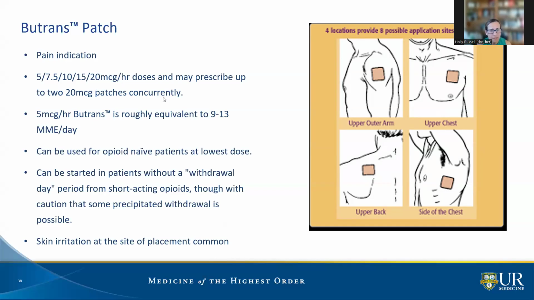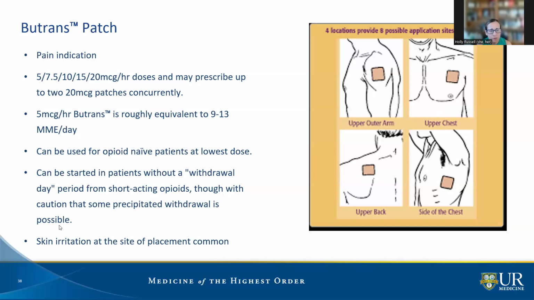You can kind of guesstimate which dose patch to use based on what their morphine milligram equivalents are, if you're switching them over to this from a full opioid agonist. For opioid naive patients, you would start at the lowest, the 5 microgram dose, and try to titrate up. Because it is microgram dosing, it can be started without a withdrawal day period from short-acting opioids, although with some caution that precipitated withdrawal is possible.